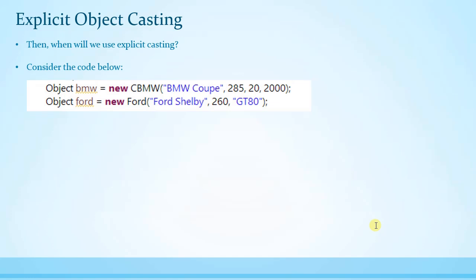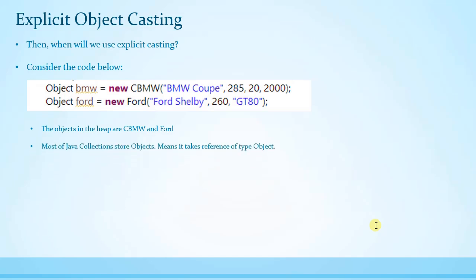Then we are storing these references in object. If you see, object is the base class for all the classes in Java. In our inheritance hierarchy, CBMW and Ford are derived from CCar. CCar is derived from object. Now, we are storing the CBMW and Ford references in object. There are two references, one is BMW and another one is a Ford, and both fall under object type. So the objects in the heap are CBMW and Ford.